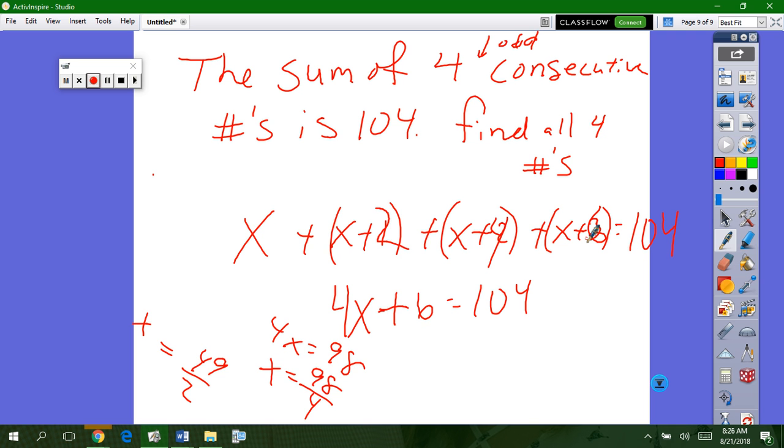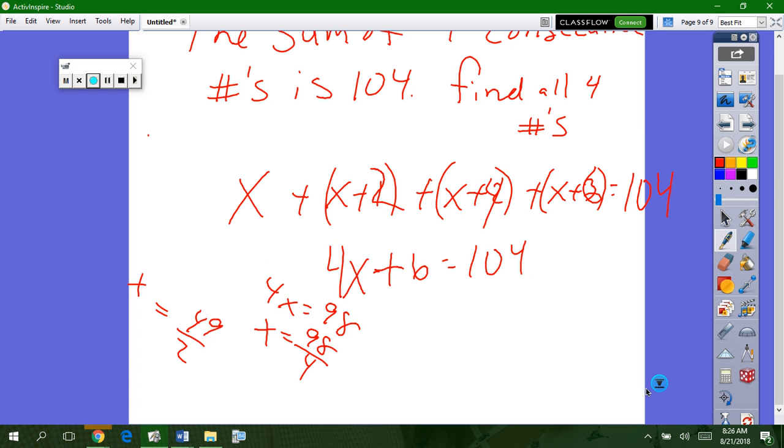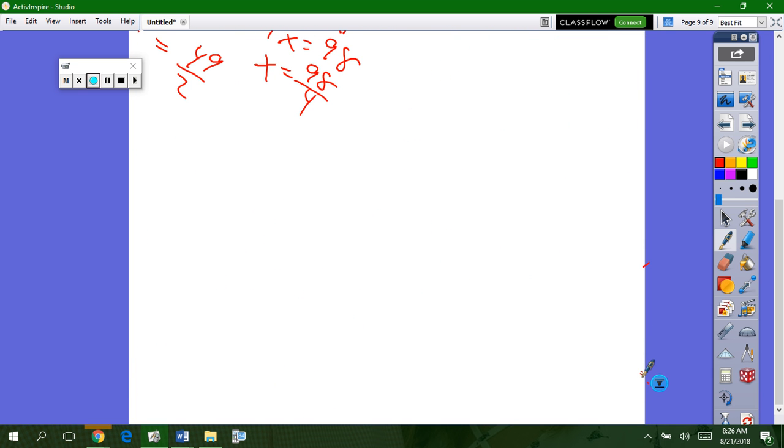1, 3, 5, 7, right? How does 1 get to 3? Have to add 2. Even and odd numbers are always 2 away from you. Right? Does that make sense to you? Okay, so I'm going to rewrite this equation just a little bit lower. It was x plus 2, x plus 4, x plus 6. Is that better? You guys can see it?